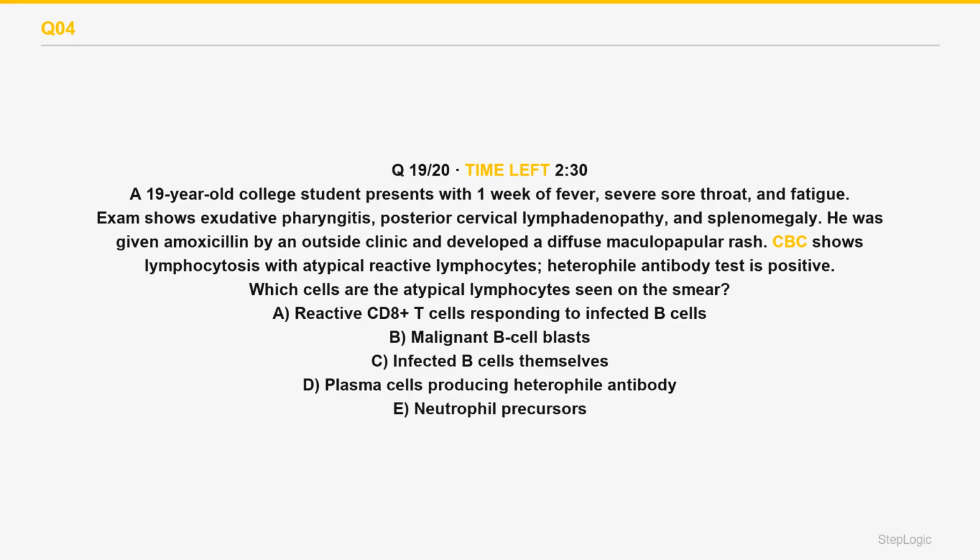Read the command, identity of the atypical lymphocytes. Young adult, exudative pharyngitis, posterior cervical nodes, splenomegaly, amoxicillin rash, positive heterophile, atypical lymphocytes, EBV mononucleosis.